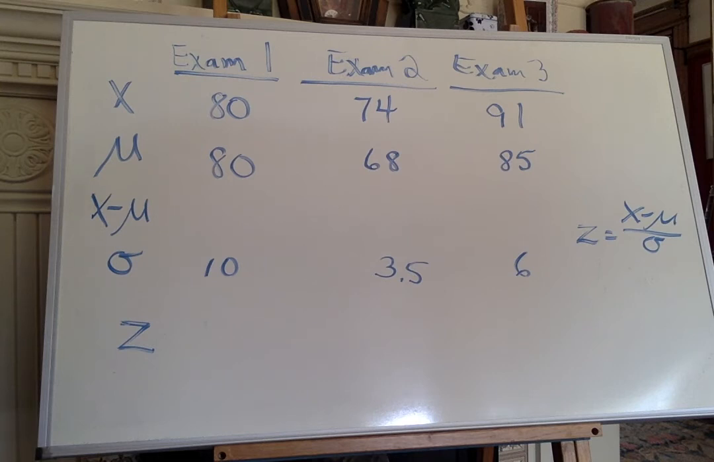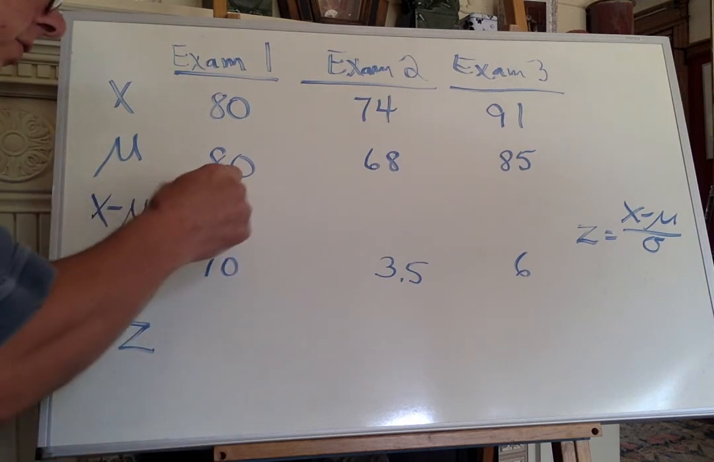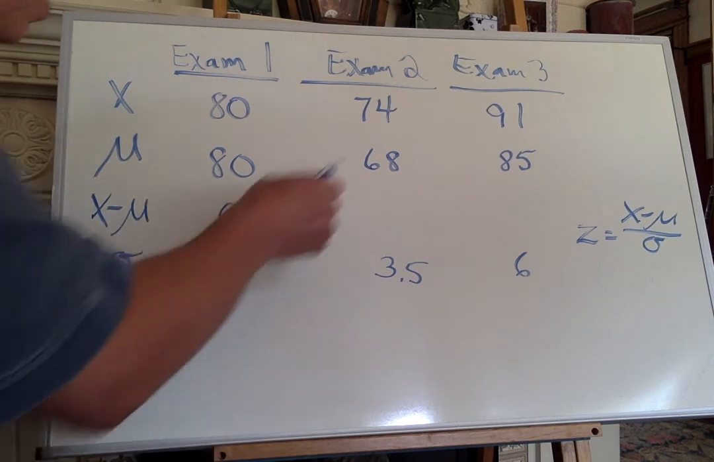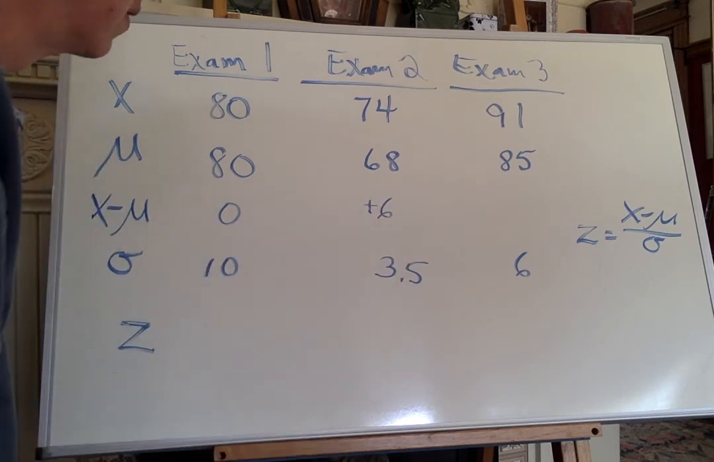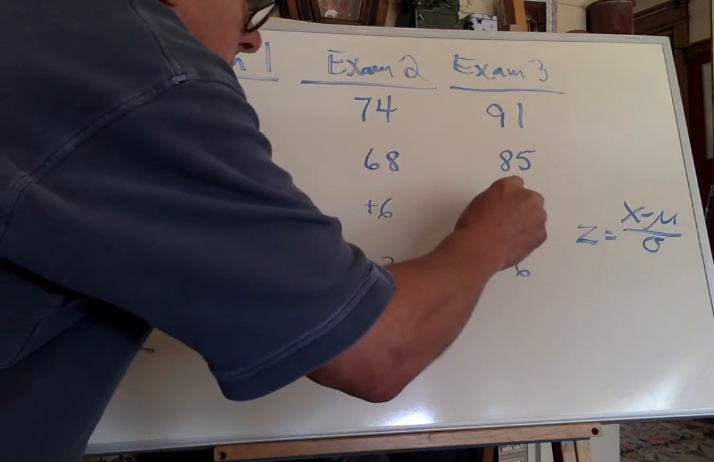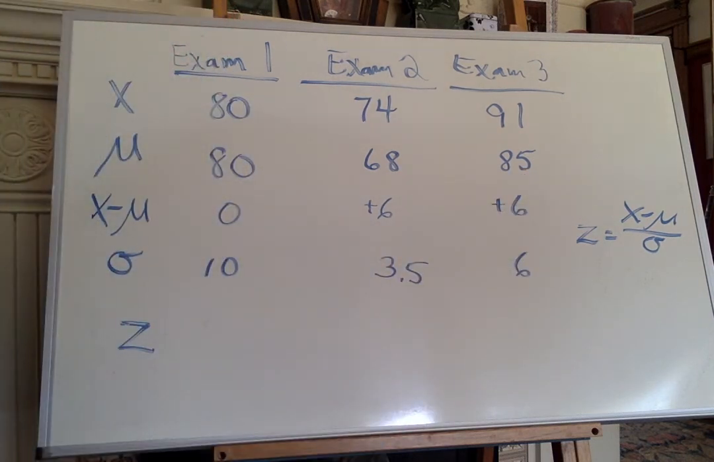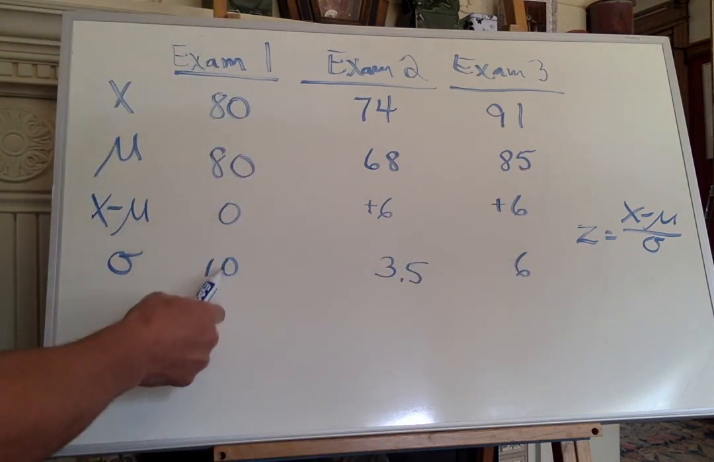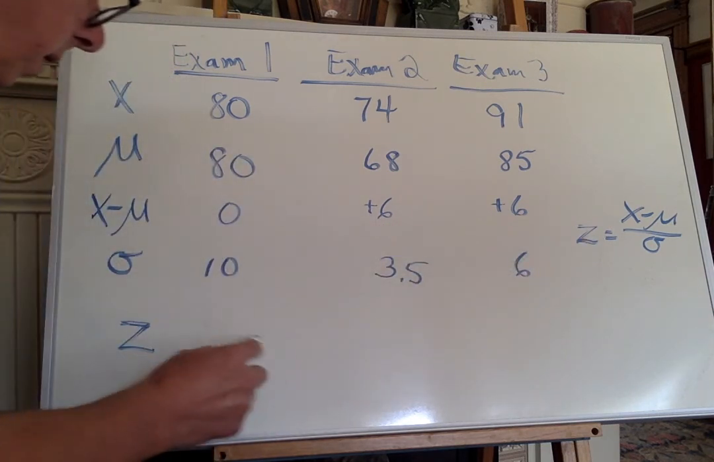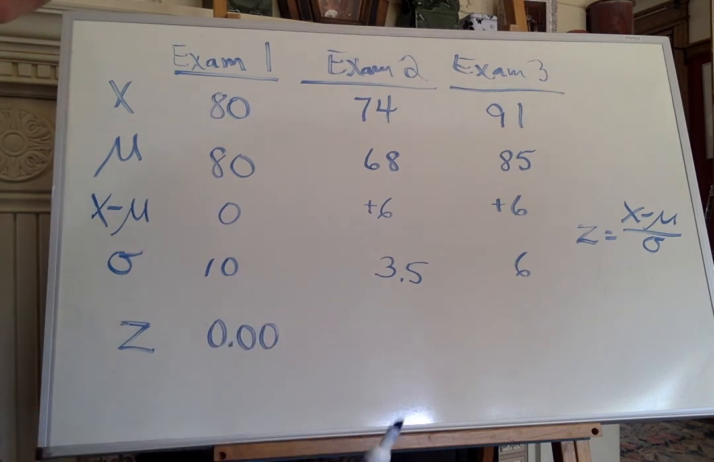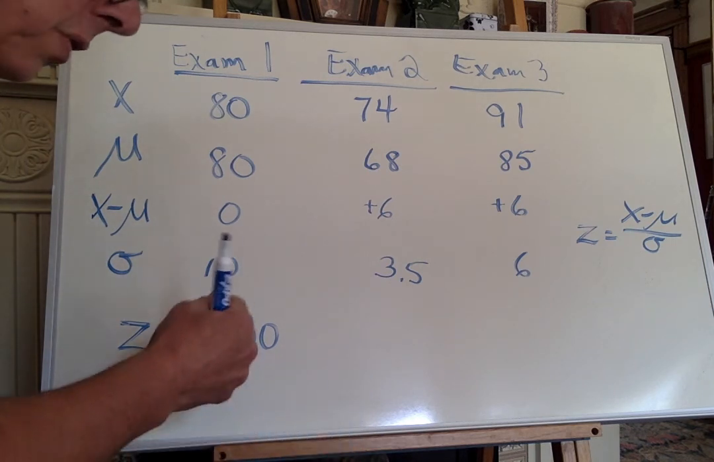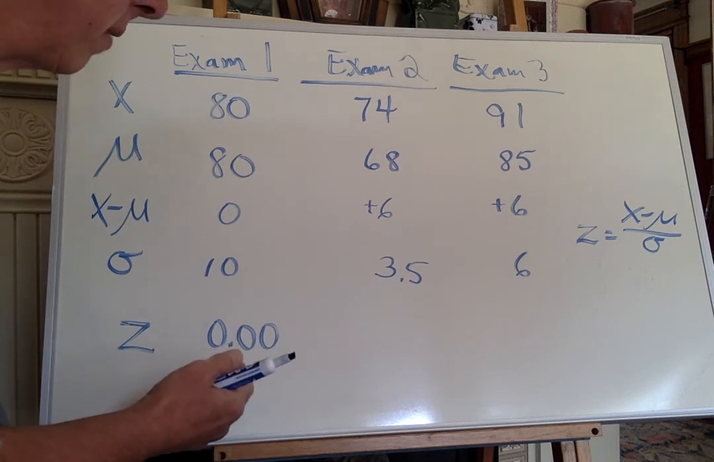Okay? So, our deviation score here is 0. Our deviation score here is plus 6, and here plus 6. Not bad. 0 over 10, right? This is my z-score. Well, guess what? If you are on the average, your z-score is going to be 0, because what you're saying is you're 0 standard deviations away from the mean.